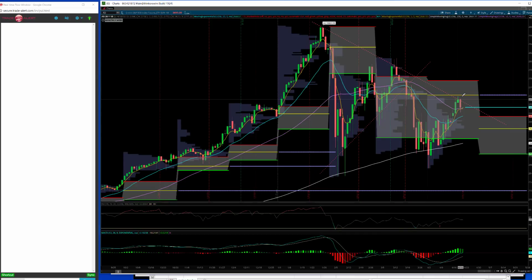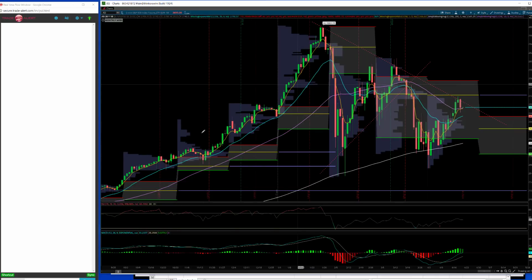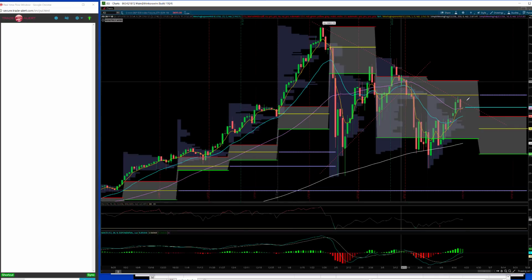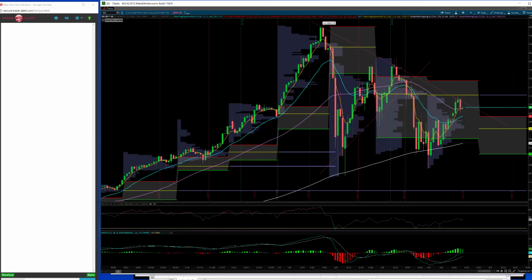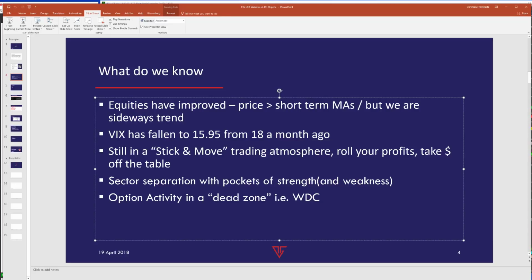You have 3 or 4 days of gains, you have to take some money off the table. We're not just riding and coming into the 20 period moving average and then gliding back up again. This is different right now. So you have to change your trading style with what the market gives you.